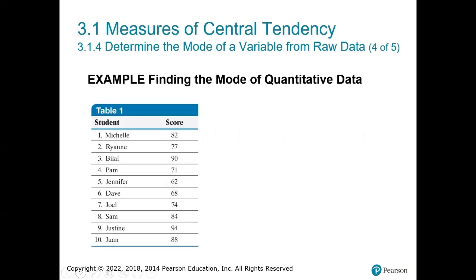Let's look at the test score data. Okay, this was our test score data. And if you look at these, okay, so I've got an 82, a 77, 90, 71, 62. None of these values happen more than another. So this is an example of no mode.